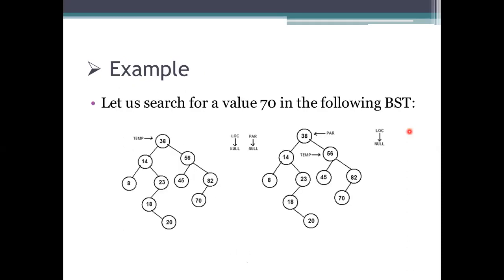See the diagrammatic representation here. I am searching for 70, which is at level 4. See here, what is the temporary root node? 38. Location is null, parent is null here. Now initialize the parent as 38, and the temporary node we consider is 56, because we are making the root node temporarily 56. Why are we doing this? The 70 you are searching for is greater than 38, so we need to move to the right subtree. That's all.